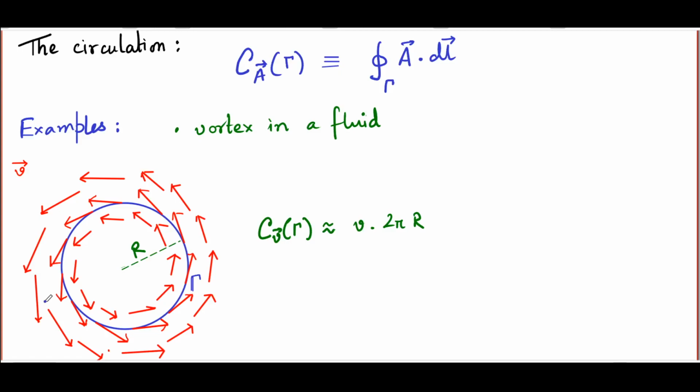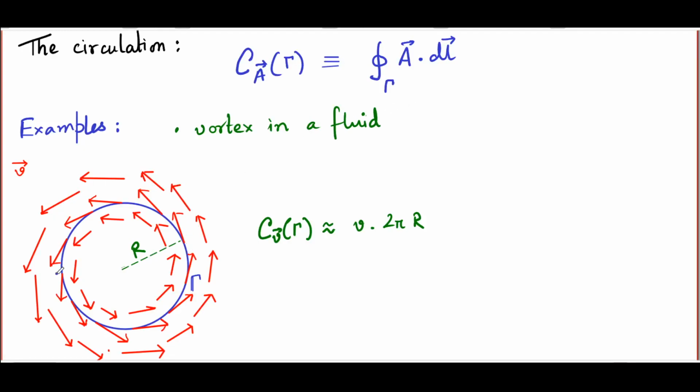Formally, the circulation of a vector field A over a contour gamma, which has to be a closed loop, is defined to be the line integral of A dot dl over the contour gamma, which, as the symbol here indicates, is a closed line. Let us see what this formal definition tells us about a vortex in a fluid.